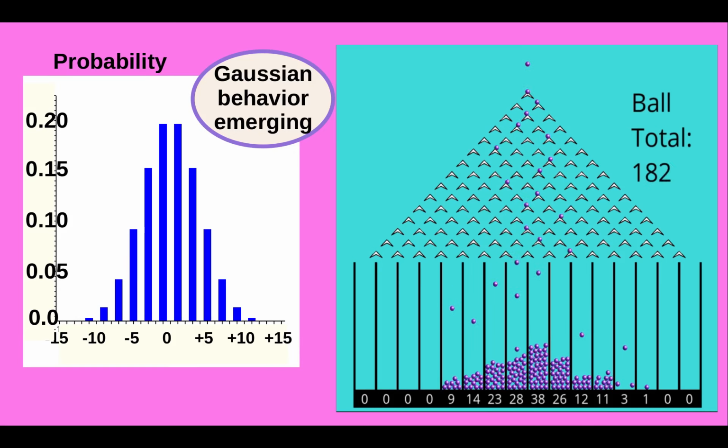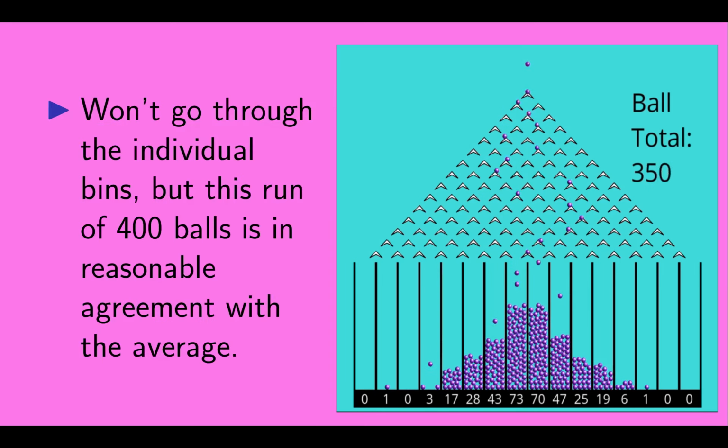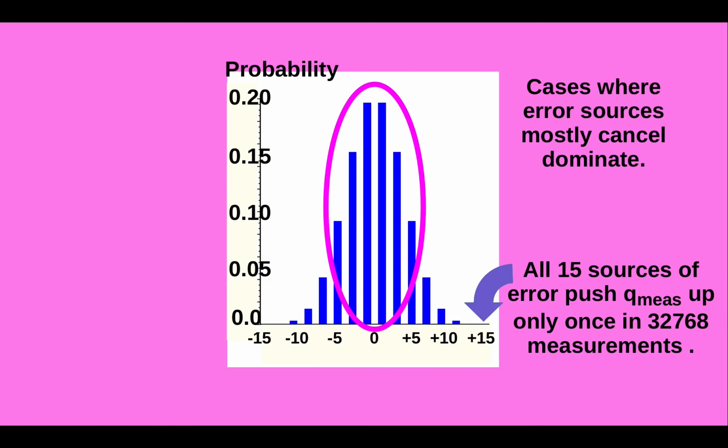We can start to see a Gaussian shape emerging. In fact, we can plot a Gaussian curve on top of it, scaled by a factor of 2 to take into account the empty bins. The fact that the distribution is approximating the Gaussian curve is clearly visible. We won't go through the individual bins, but this run of 400 balls is in reasonable agreement with the average expected numbers. Again, we can see that the cases where the sources of error mostly cancel each other are the most likely. Those where all or almost all of the sources of error go in the same direction are rather unlikely.